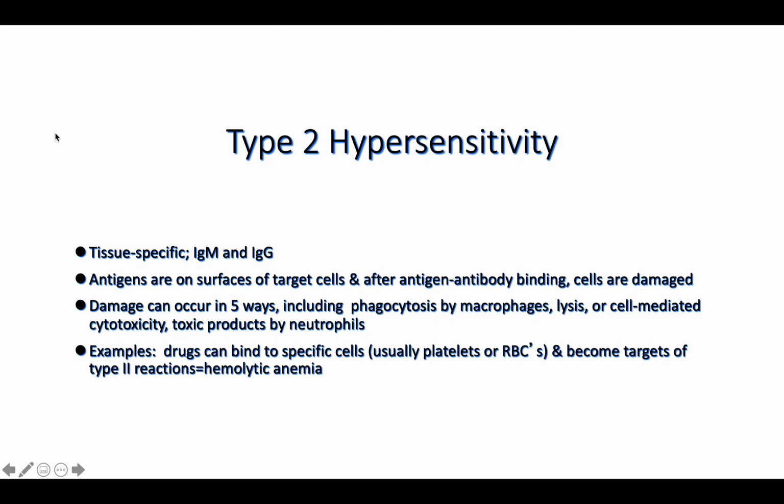So again, this one is the one that we talked about that is tissue specific. Examples, drugs can bind to specific cells, usually platelets or red blood cells, and become targets of type 2 reactions, such as hemolytic anemia. And again, this is cytotoxic. It's going to kill the cells of a specific tissue. And that's why the example here is it's attacking maybe just platelets and red blood cells, but not white cells or lymphocytes.